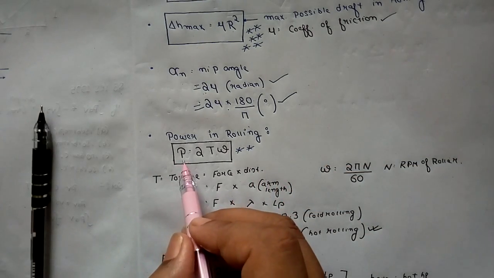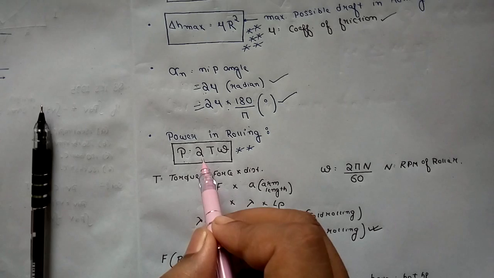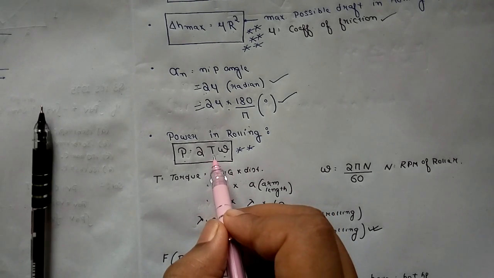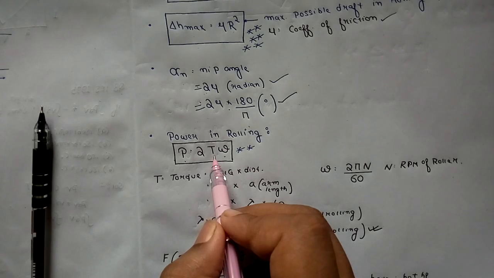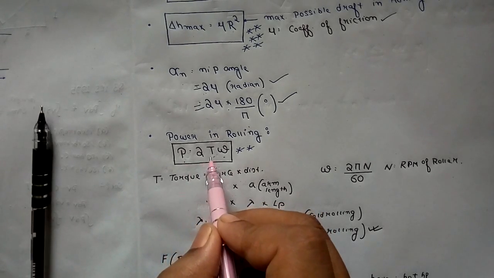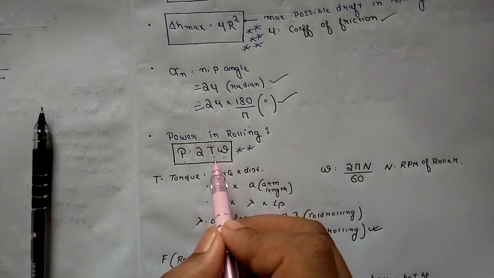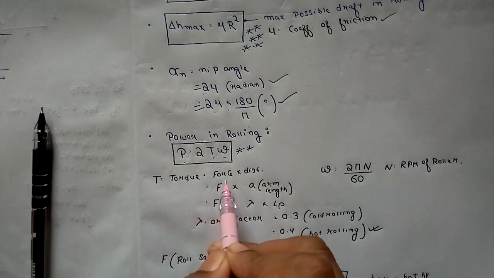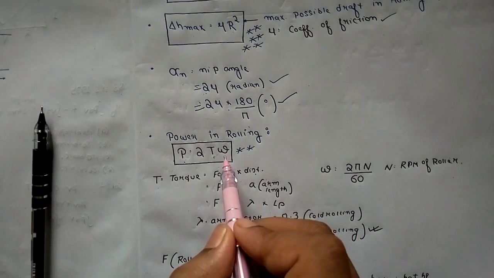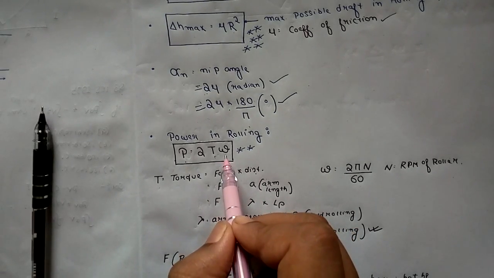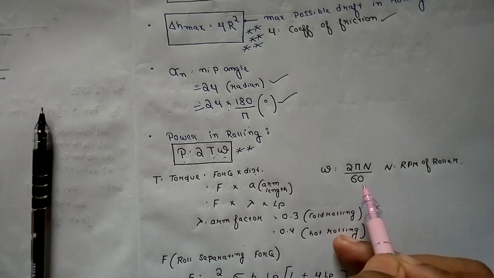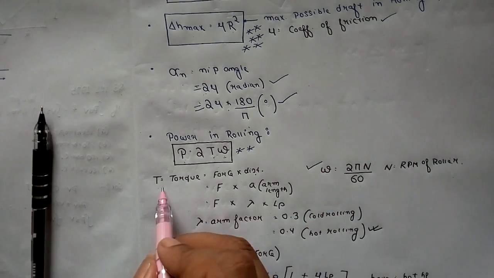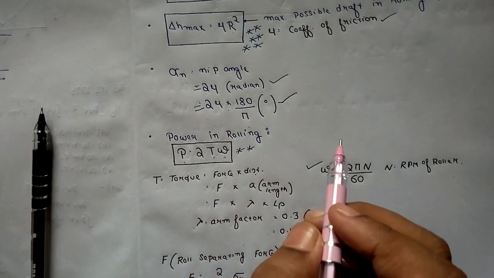So we know that power is equal to torque into omega. But here, as two rollers are used in rolling, the power will be 2 into torque into omega. The next thing is how to find the torque. We know that torque T equals force into distance, and omega is the angular velocity, which is 2 pi N by 60, where N is the rpm of the roller. So this is clear to you. This is easy, and torque equals force into distance.